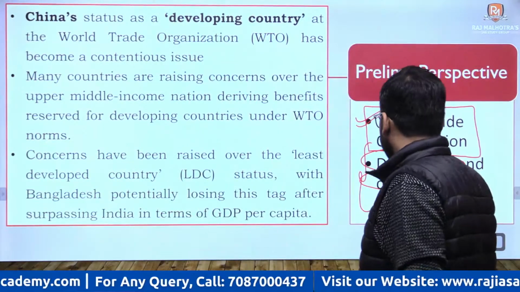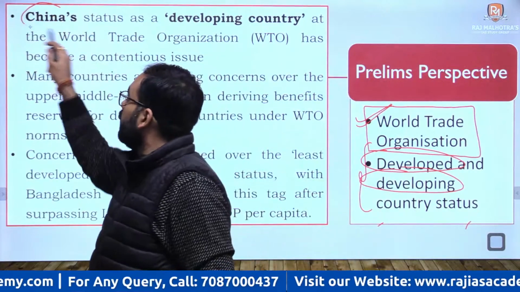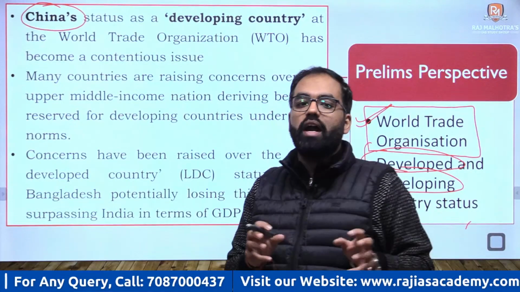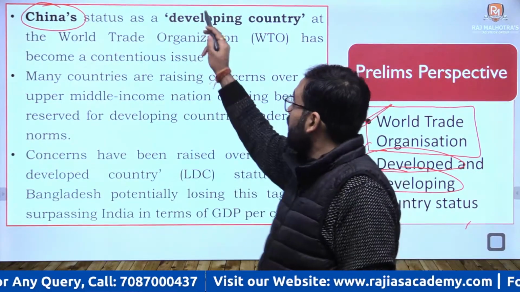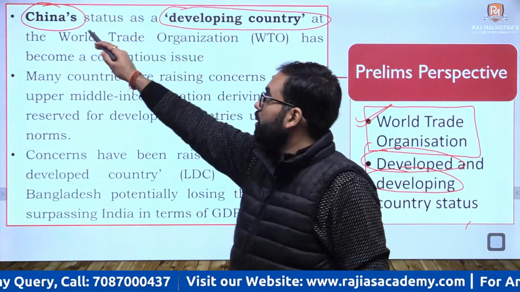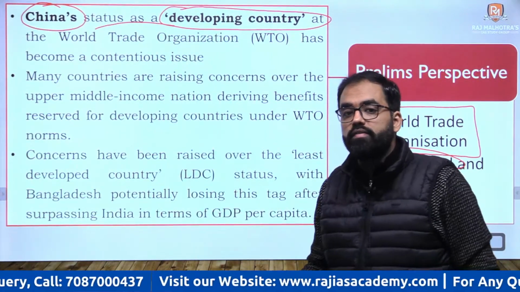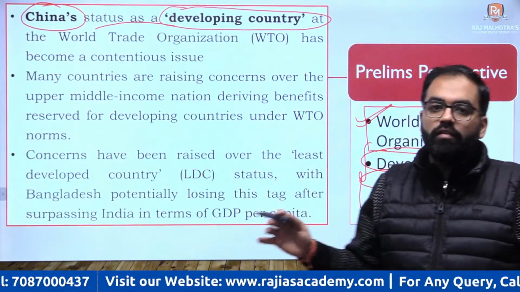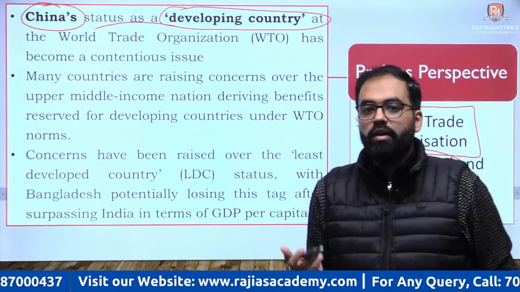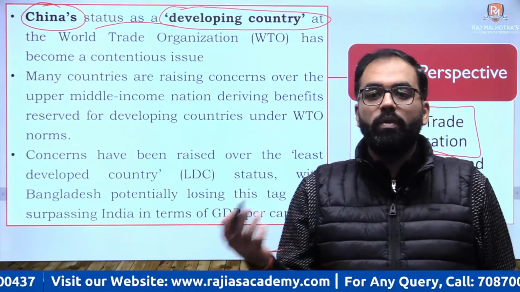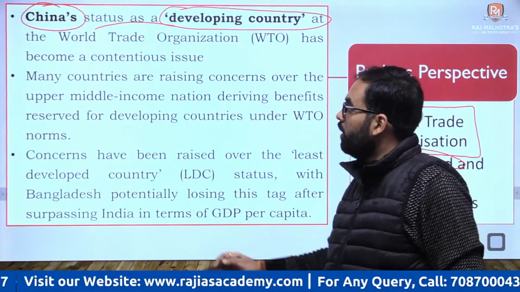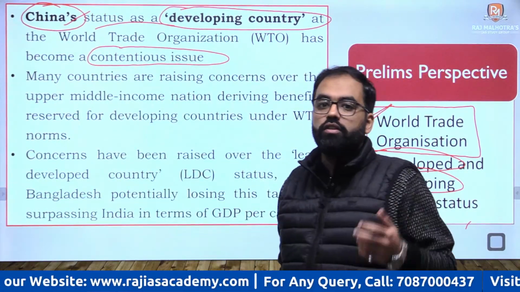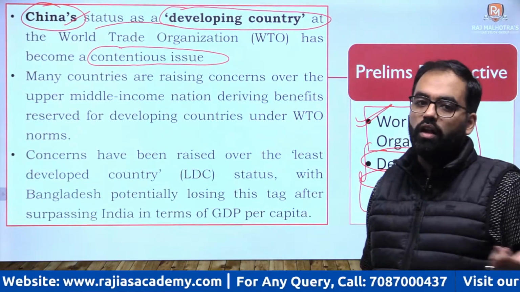So first things first, when we are discussing this article, it talks about the status which the People's Republic of China enjoys at the WTO, right? China also claims to be a developing country, and that is why it is able to reap multiple benefits which are supposedly not to be given. Any sane person would not say that China should be given those benefits, right? So that is why it has become a contentious issue. And also, all the other things for which the Chinese are notorious for, that also is another reason to it.